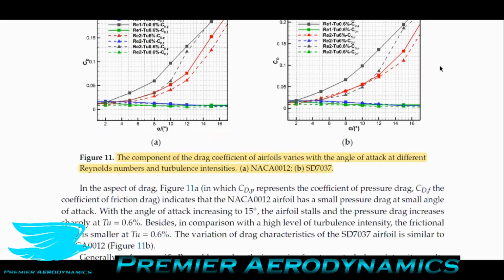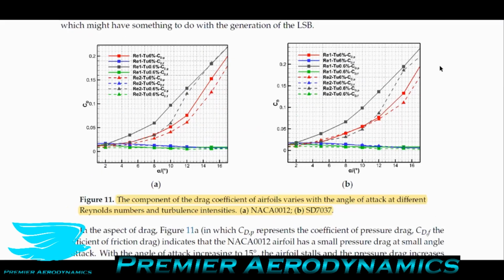So let's move on to this next graph, figure 11, for those of you playing at home. In figure 11, they have the drag coefficient breakdown for the NACA 0012 and the SD 7037. For both of them, the effects were fairly similar. What they did was they broke down, using CFD, the drag coefficient due to the pressure drag and the drag coefficient due to the friction drag.